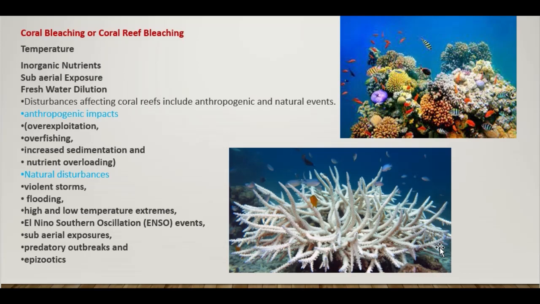So what are the things which are affecting the corals? That is temperature, inorganic nutrients, subaerial exposure, freshwater dilution, and some of the natural events like floods, El Nino, extreme high temperature, low temperature is also one of the reasons. And the anthropogenic impacts are overfishing, overexploitation, increased sedimentation. If you see near the rivers also there is a lot of sedimentation. There also the coral does not live. And when the nutrients are overloading also, it is not.